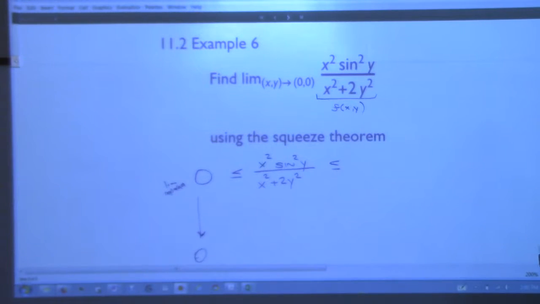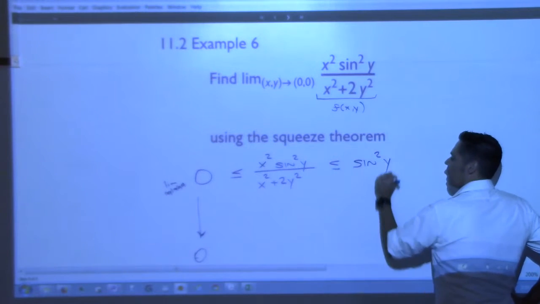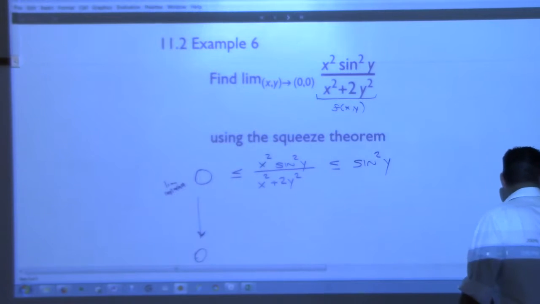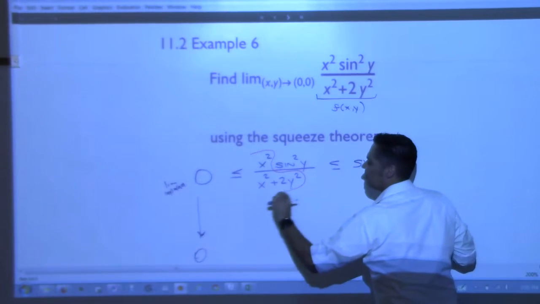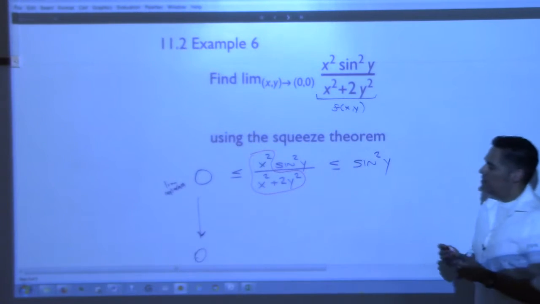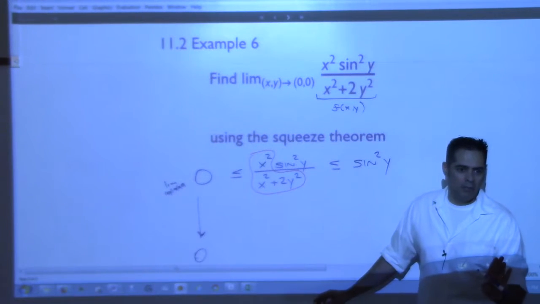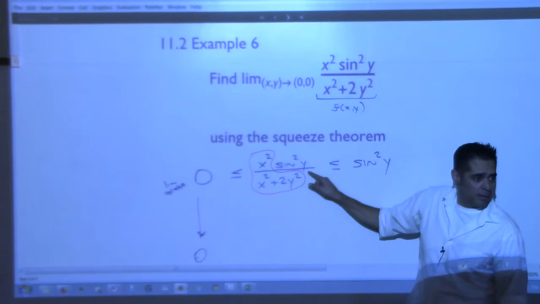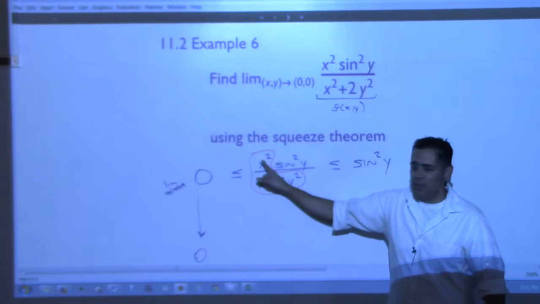Why don't we just use sine squared y? Now, why? Tell me about this. Tell me about that number. The denominator is always bigger than the numerator. Always, right? Unless y is 0. If y is 0, it's what? 1, and then it's sine squared y. Any other case, this denominator is bigger than the numerator.